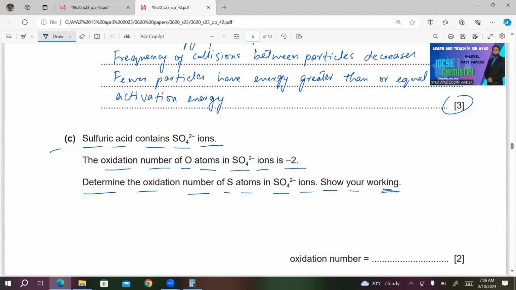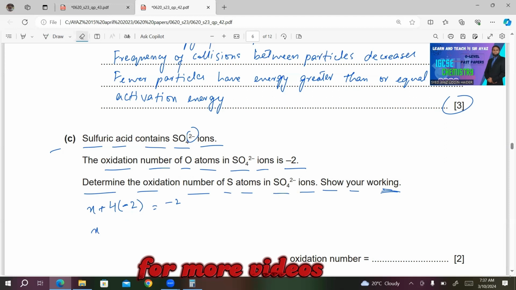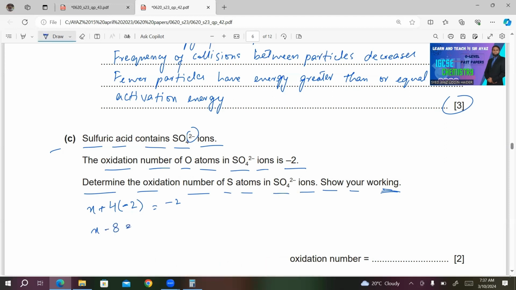So we have one atom of S. So I will write X here for S plus. There are 4 atoms of oxygen. What is the oxidation number of oxygen? It's -2. So I will write -2. And what is the charge on the ion? The charge on the ion is 2 minus. So I will write -2 here. So X - 8 is equal to -2, or X is equal to -2 plus 8. You will get +6. So +6 will be the final answer.